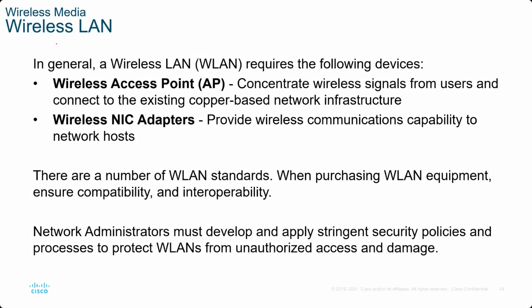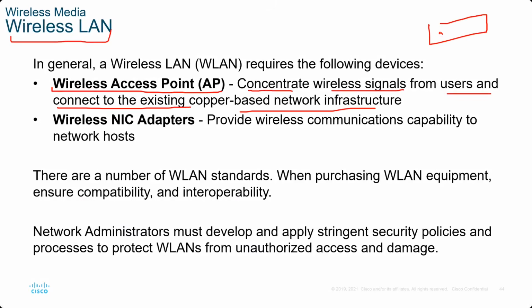So for creating a wireless local area network or a wireless network, you need two things. You need a wireless access point, which everyone has at home. The ISP installs it. What is a wireless access point? It concentrates a wireless signal from users and connects to the existing copper-based network infrastructure.